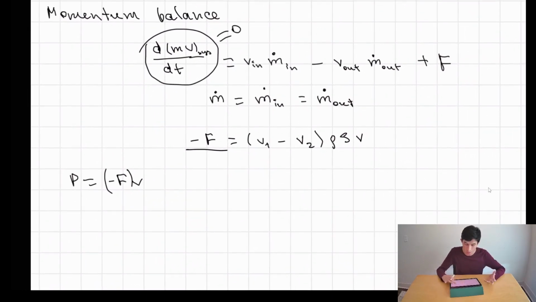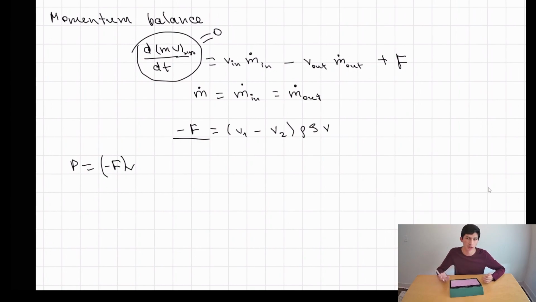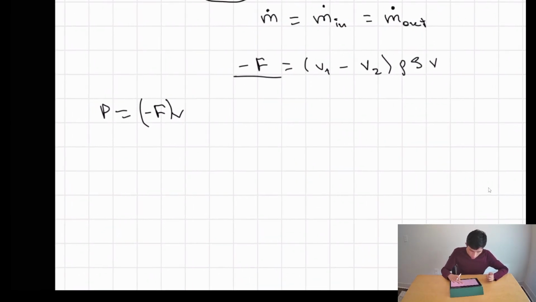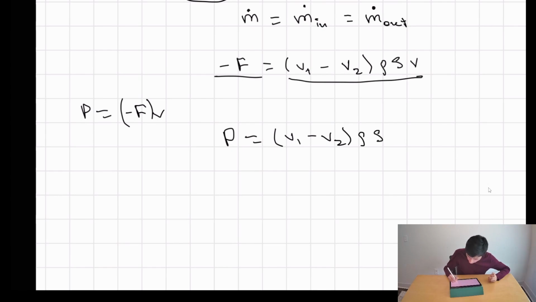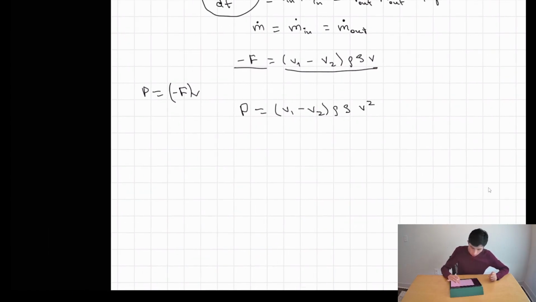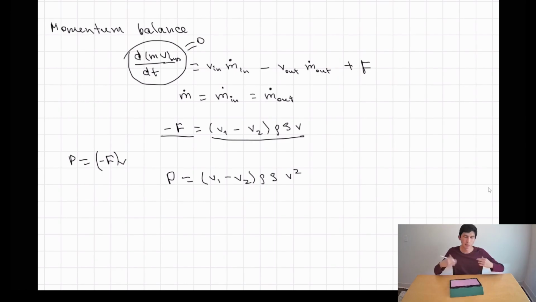And we also have to consider the assumption that the direction of the velocity is in the same direction as the force. Okay, and if we replace the whole equation into our power equation, we're going to get power is equal to (V1 minus V2) times the density S velocity squared, right? Okay, so this is the momentum balance for our scenario.